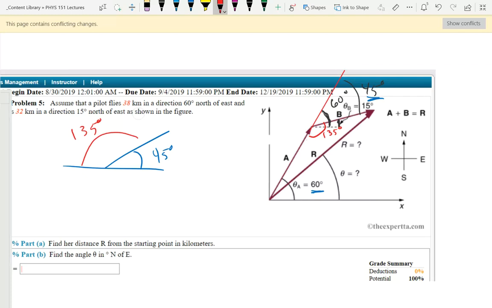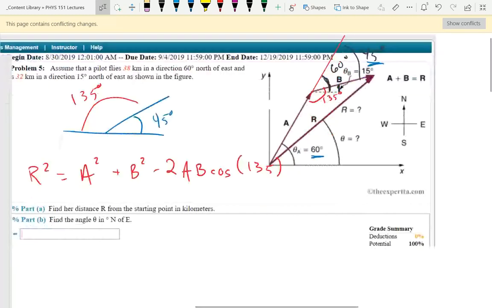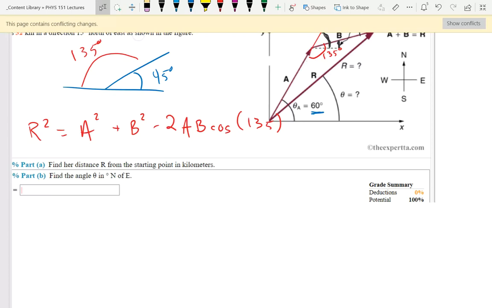So using the law of cosines, I have, in this case, using A, B, and R, the side opposite to the 135 degrees is R, so R squared equals the two sides that are adjacent to the angle, A squared plus B squared, minus 2. Remember, I forgot to write down the 2 when I did this in class last time. 2AB cosine of the angle between A and B, which is 135 degrees. I put the angle in with a number here, even though I put symbols for A and B, because I wanted to make sure we know which angle I'm looking at. And I don't have an easy way to designate it. I know I could put, oh, let's call it phi, but I didn't.